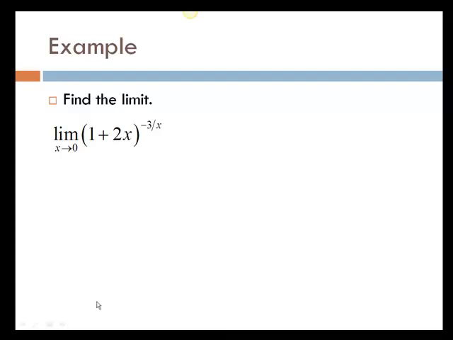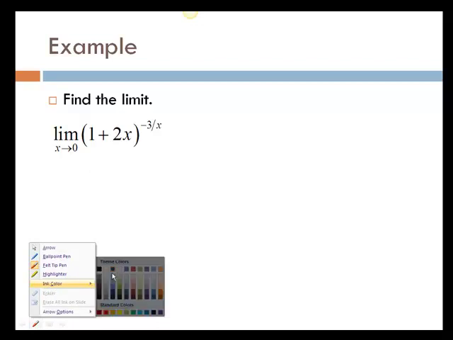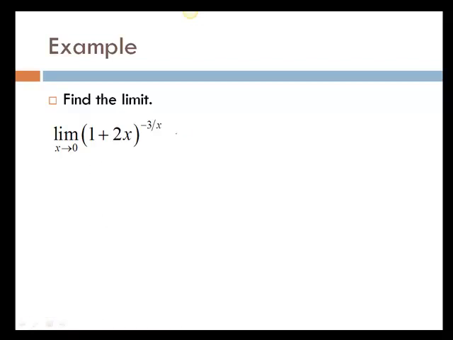Okay, so we've got one more example here, and this one's a little bit tricky. If we look at this limit, we've got the limit as x approaches 0 of the quantity 1 plus 2x raised to the negative 3 over x. Now, if you take the limit of the base, the limit as x approaches 0 of 1 plus 2x, that's going to be 1. And you take the limit of the exponent, the limit as x goes to 0, negative 3 over x.